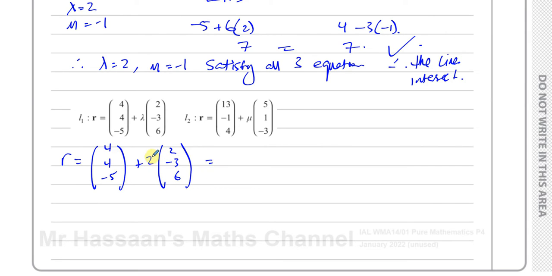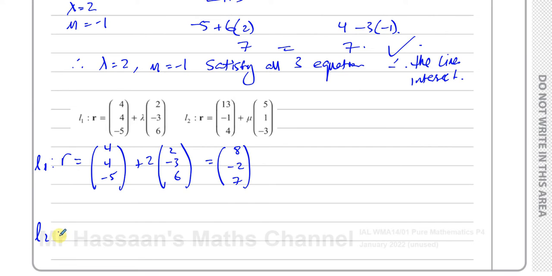That's going to give me 4 plus 4, which is 8. 4 minus 6, which is negative 2, minus 5 plus 12, which is 7. Okay, we can use line 1. We could even use line 2 to check if you wanted to.